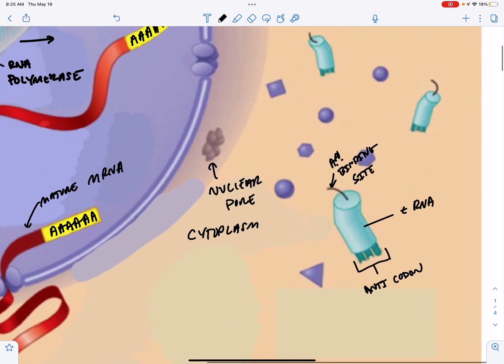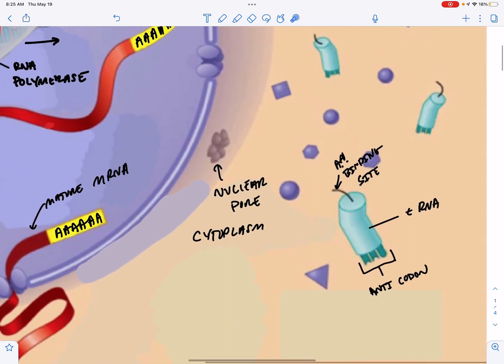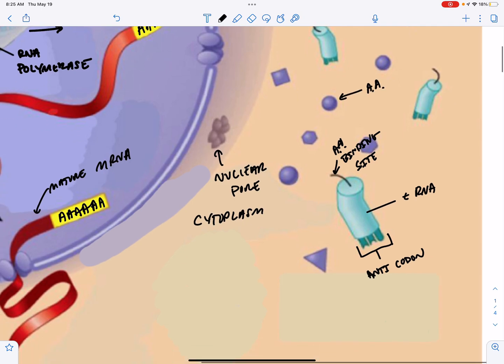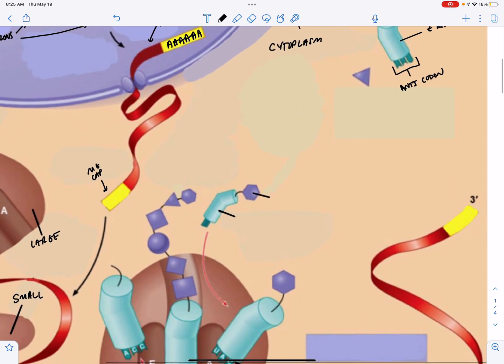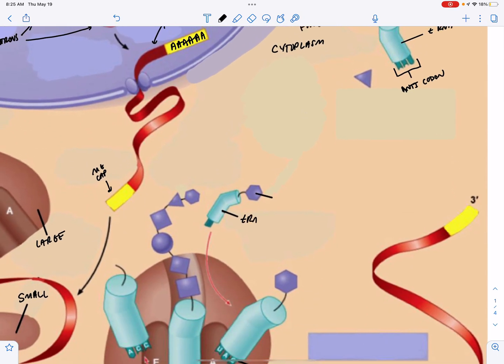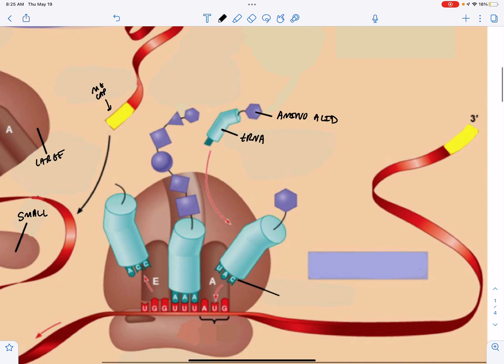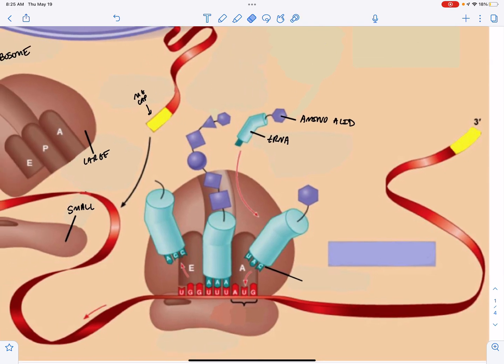So in the cytoplasm, we have tRNAs that are free, and they're going to be charged up with a specific amino acid. All these purple dots, or different shapes, specify different amino acids. So a tRNA, as you can see here, is going to be charged up with a specific amino acid. And then we'll talk to you about this next process.